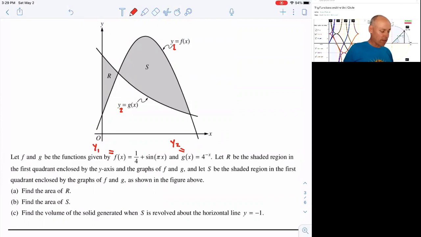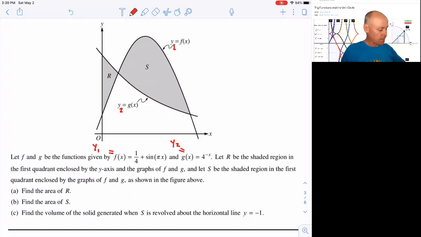y1, putting in f of x, so that's 1/4, so I'm going to put 0.25 plus the sine of pi times x. Since that's a trig function, I want to make sure I'm in radian mode. Check. Yep, always in radian mode. Okay, so that's y1, 1/4 plus sine of pi x, and then y2 is going to be 4 raised to the -x power. Okay, so I've got both those equations in.